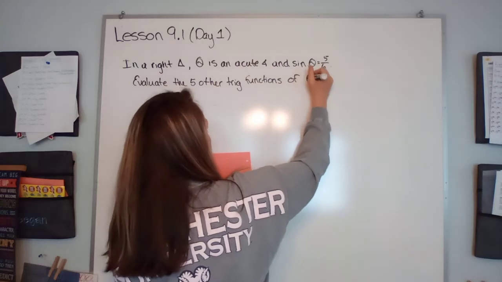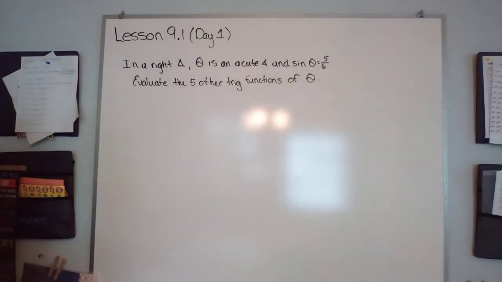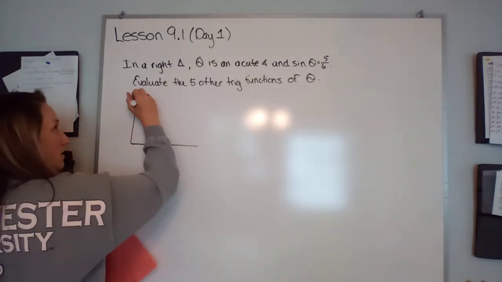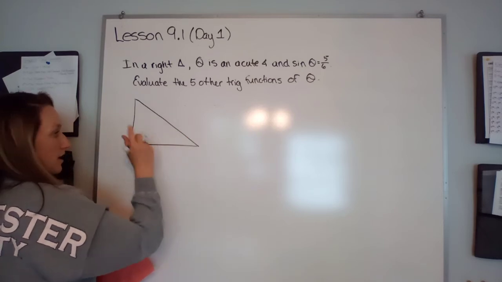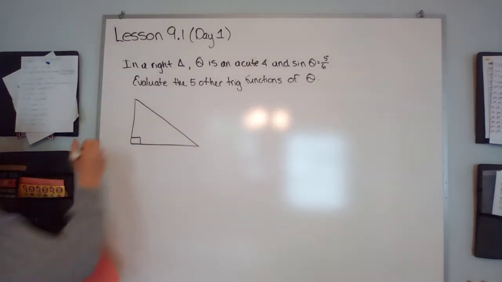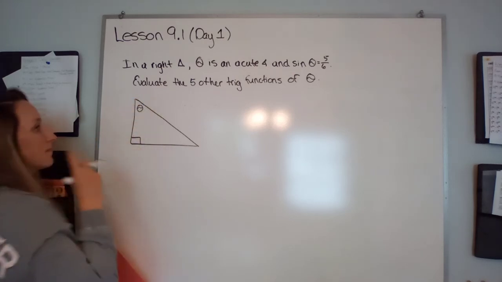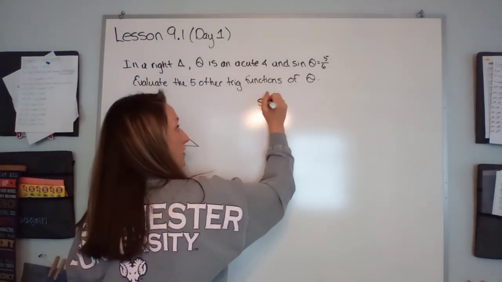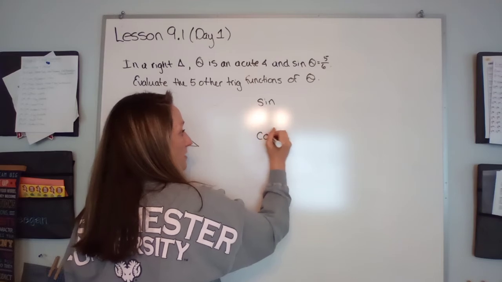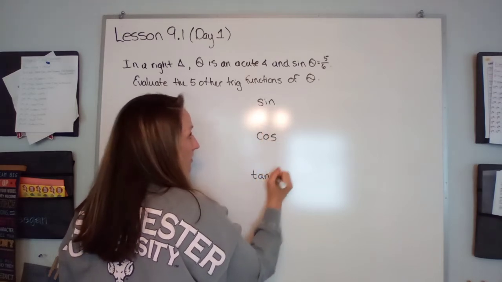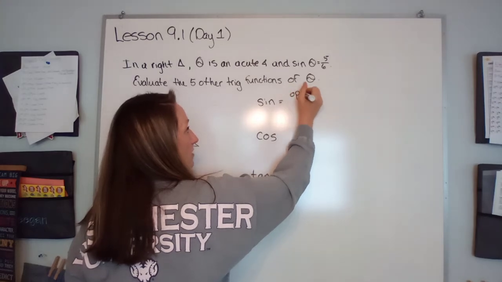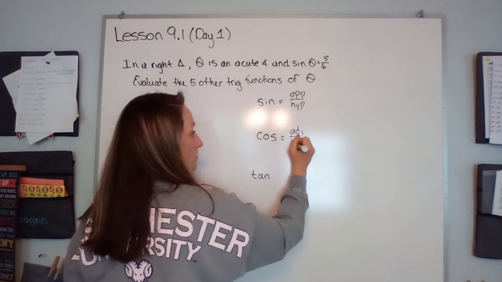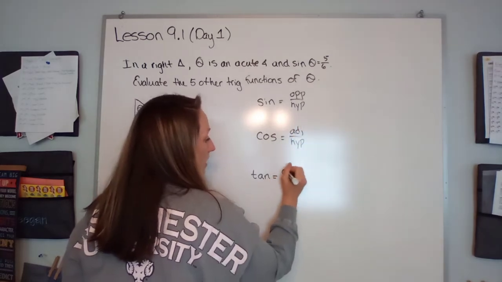Okay, so the first thing I would suggest doing is draw a right triangle, right? At least we have some kind of visual to go with. And then put theta in one of the spots. It doesn't matter which. I'll put it up here just because it matches my notes. And then, just like we did for the last problem, I'm going to set up the 6 trig ratios. Sine, cosine, tangent. All right, sine is opposite over hypotenuse. Cosine is adjacent over hypotenuse. Tangent is opposite over adjacent.